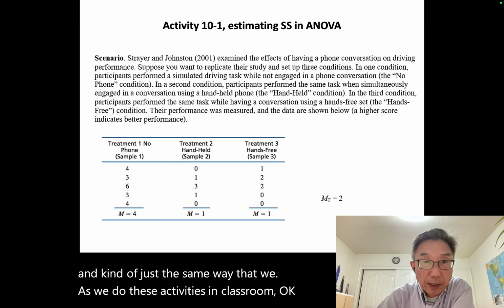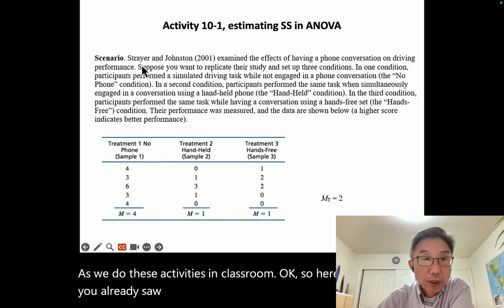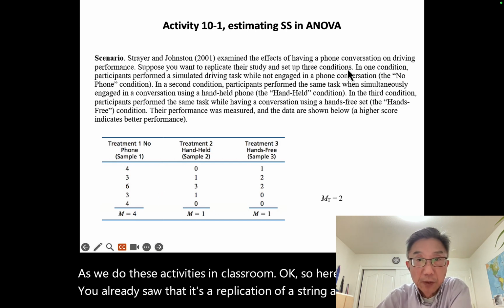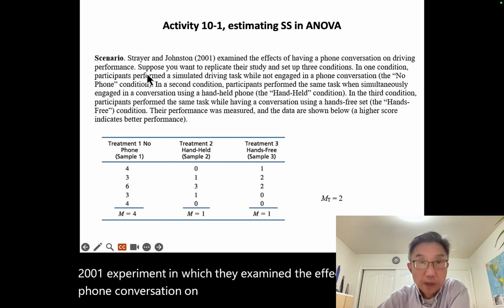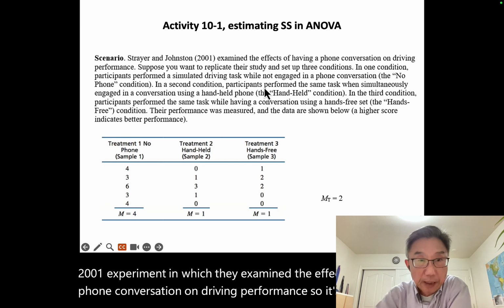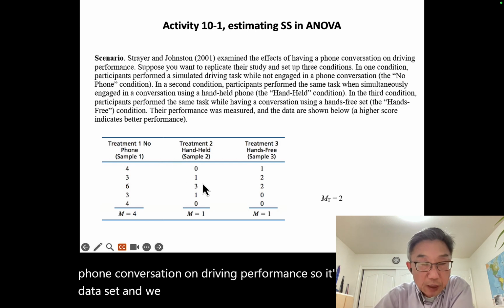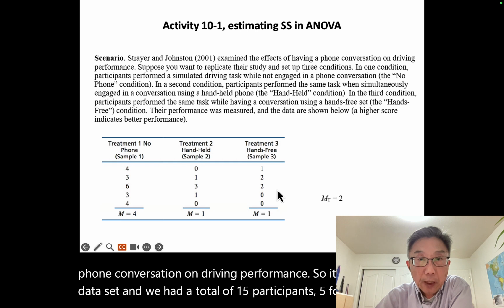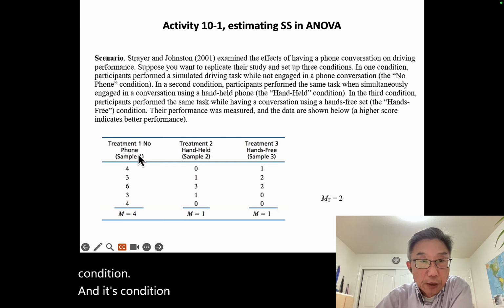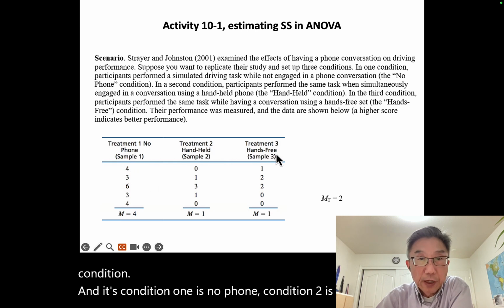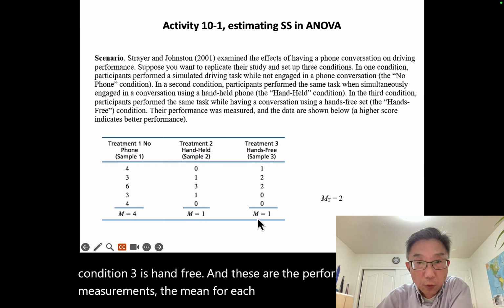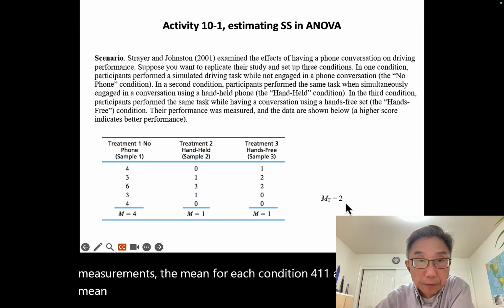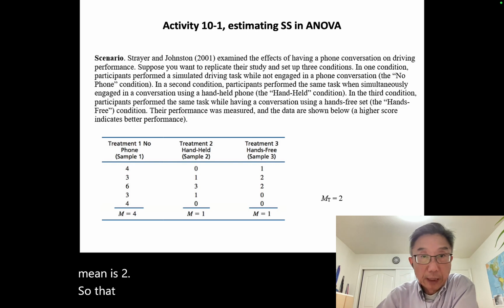Okay, so here's the data set. You already saw that. It's a replication of the Strayer and Johnson 2001 experiment in which they examined the effects of having a phone conversation on driving performance. It's a hypothetical data set, and we had a total of 15 participants, 5 for each condition. Condition 1 is no phone, condition 2 is handheld, condition 3 is hands-free. And these are the performance measurements. The mean for each condition is 4, 1, 1, and the grand mean is 2. So that is the data set that we are going to use.